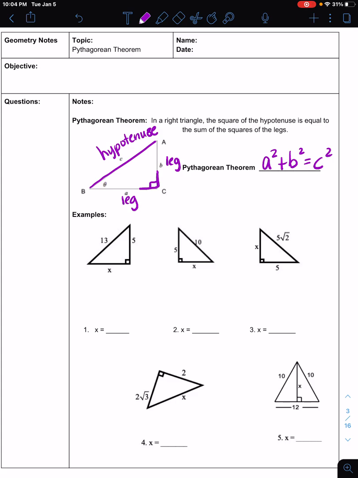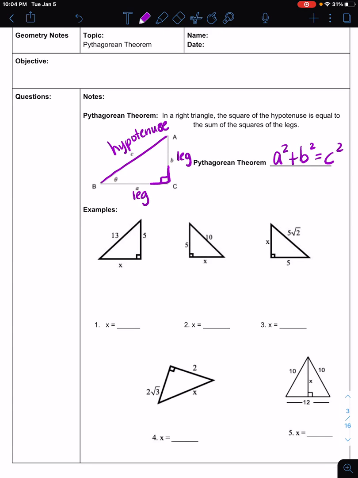So there are some triples, and some of you may be familiar with them, that always show up. They're nice because you can use them as shortcuts, but if you don't remember them, then it's not very helpful. But here are the triples: 3, 4, 5, 5, 12, and 13, 8, 15, and 17, and 7, 24, and 25. Those are your Pythagorean triples.